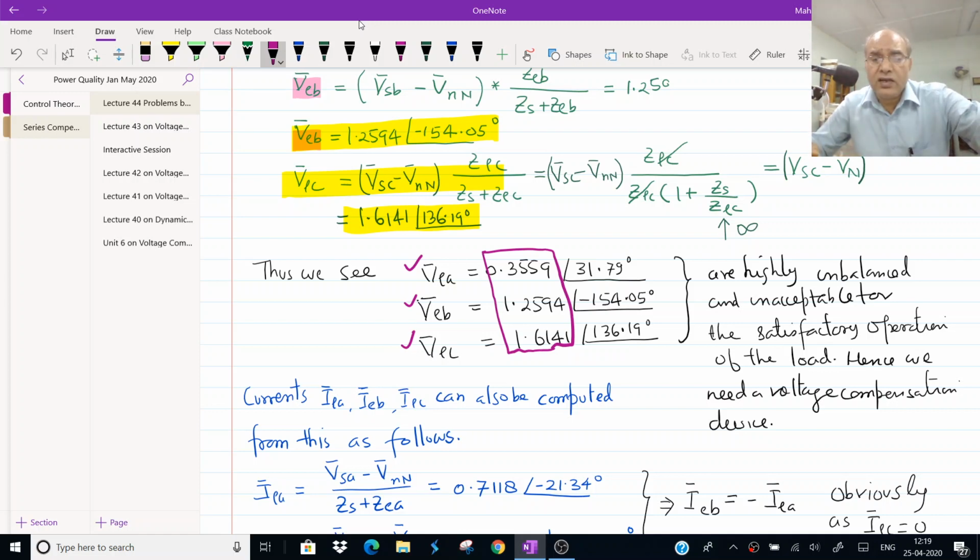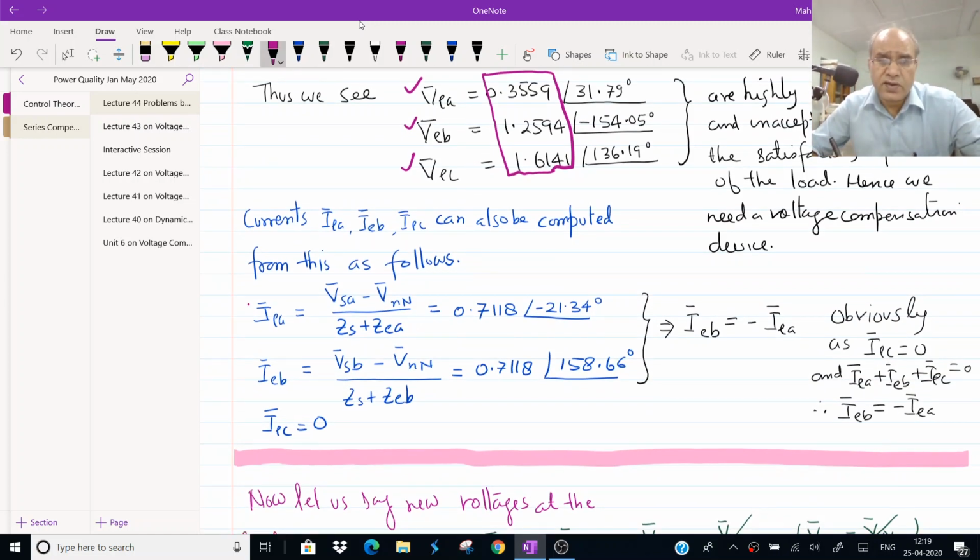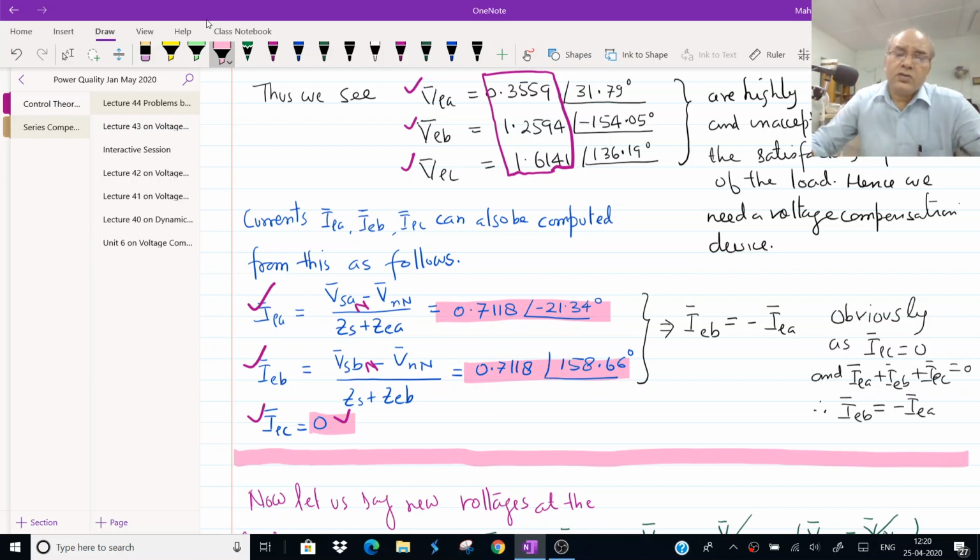We can also find the load currents for this. So you can find the load currents for A and B and C. This is BSA minus BNN by ZS plus ZLA. Here this is basically capital N by default. Okay, this is capital N here. And ILC is 0 because the load impedance is infinite. So these are the three currents before compensation. Okay, this is ILA, this is ILB, and this is 0. So we know the load voltages as well as the load currents before compensation.